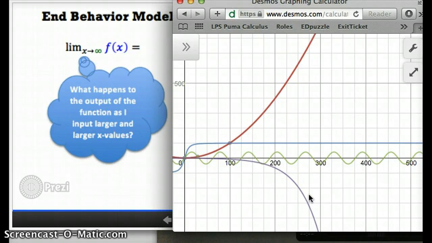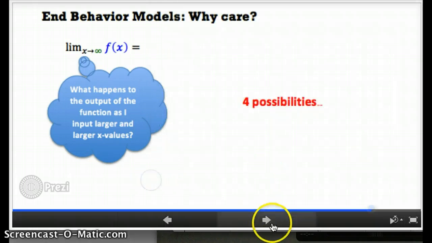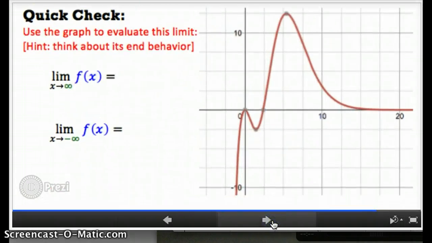Now, understanding them graphically is great, but the truth is a lot of calculus is about looking at equations and trying to predict what the graph's going to look like. So the question is, when we look at an equation, can you tell me immediately what's going to happen? Let's do 2 quick checks, and then we'll move on to some equations.